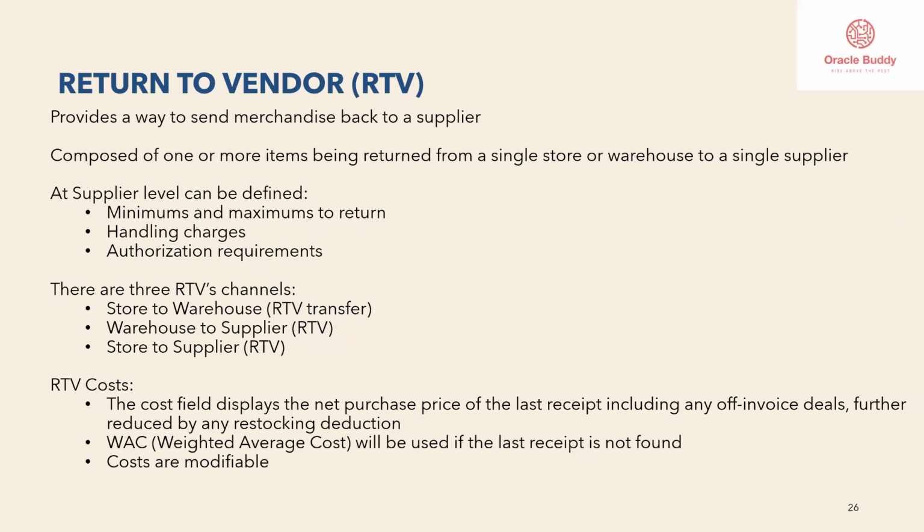RTV cost. The cost field displays the net purchase price of the last receipt, including any off invoice deals, further reduced by any restocking deduction. Next, WAC, weighted average cost, will be used if the last receipt is not found and costs are modifiable.